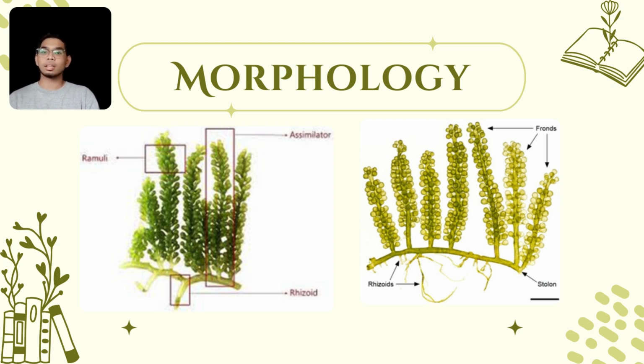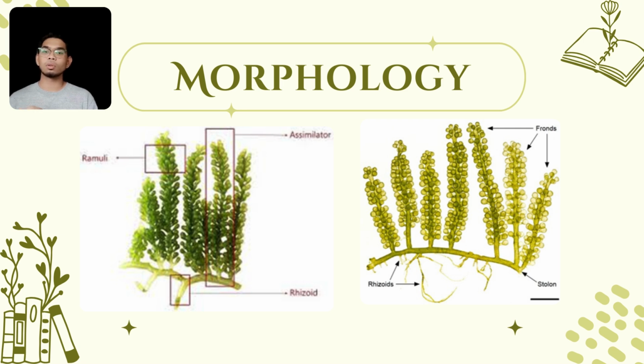Stolon in this alga helps in vegetative reproduction by producing new fronds and rhizoids. The fronds arise from the stolon and have a bead-like appearance due to the small spherical structures called ramuli. Ramuli are densely arranged around the fronds. The chlorophyll pigment can be found in the ramuli.